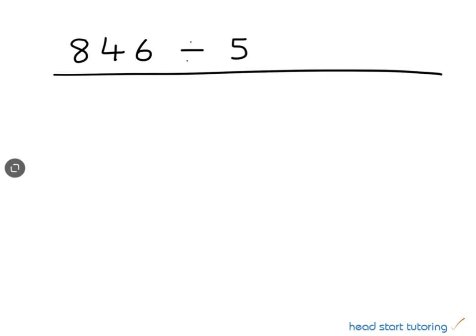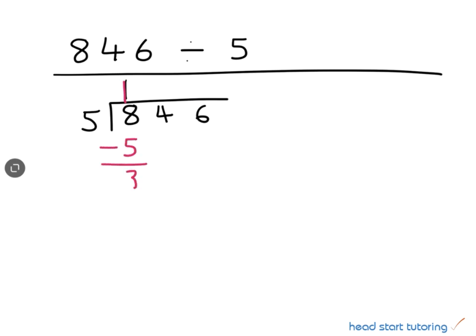We are now going to have a look at division with remainders. So if we do the long division form of this one, we've got 846 divided by 5. 5 fits into 8 once. Let's use a different color. 5 fits into 8 once, and 1 times 5 is 5. 8 minus 5 is 3. Bring down our 4. 5 into 34 fits 6 times. 6 times 5 is 30. 4 minus 0 is 4, and 3 minus 3 is 0.